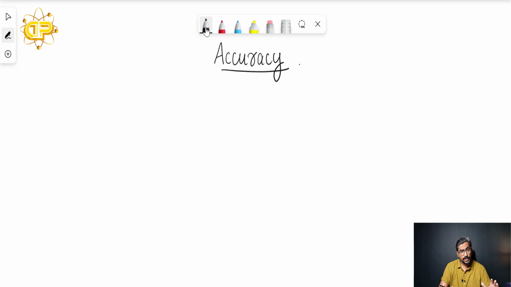The first term that we are going to study is accuracy. What do you mean by accuracy? You all know in our daily life we used to say that you should be accurate in your deeds, in the things you are doing in day-to-day life. But you need to know what accuracy means in the language of physics.